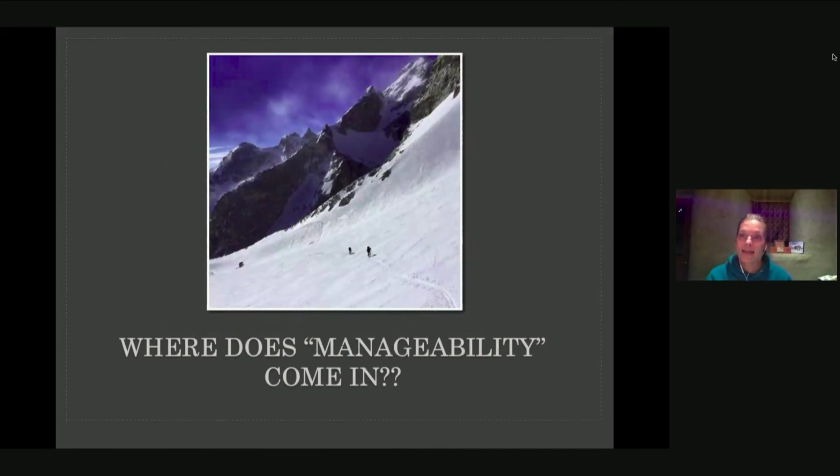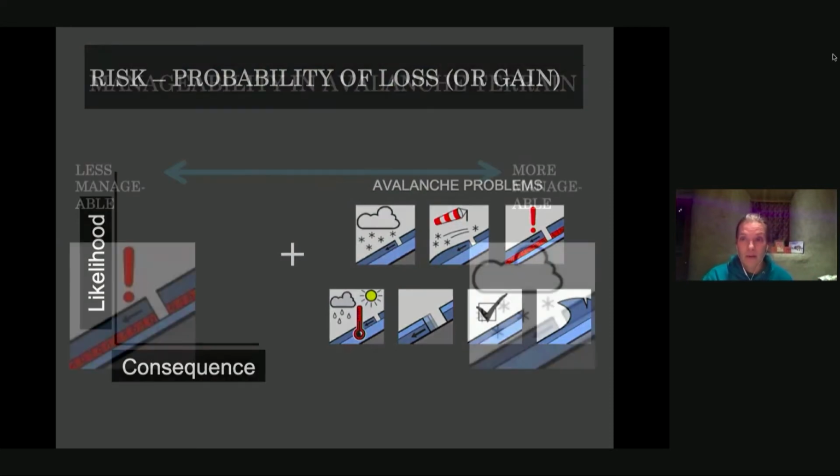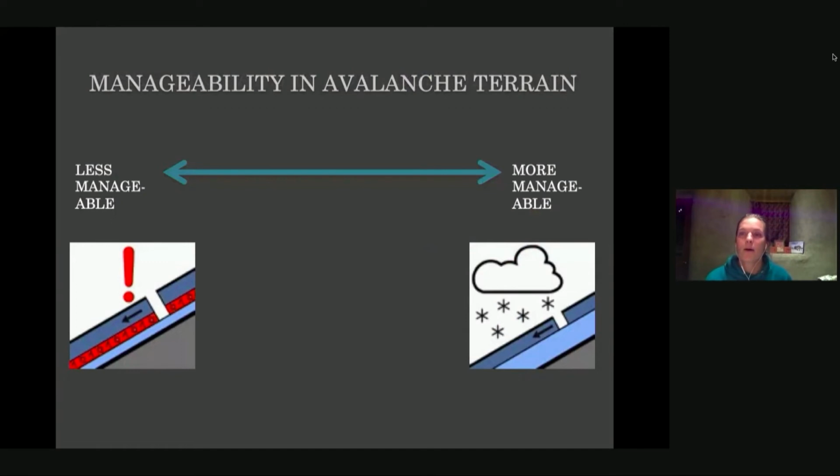But for me, the interesting thing is lately I've been sitting in with guiding operations that I work with, or just talking to partners, and there's this conversation around manageability. And I want to ask a little bit more about this. So with the risk formula, we think about the likelihood, we think about the consequences, we think about what avalanche problems are present. And then there's this conversation about manageability. And where it's entered is oftentimes we talk about storm slabs being more manageable and persistent slabs being less manageable. And this is really only if you enter avalanche terrain, because a great way to manage these problems is to avoid avalanche terrain. But if we enter avalanche terrain, it's important to understand what avalanche problems we might be seeing.